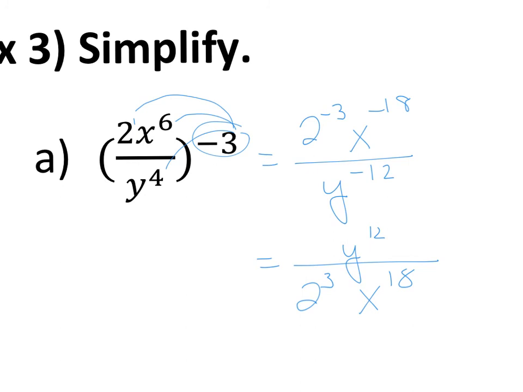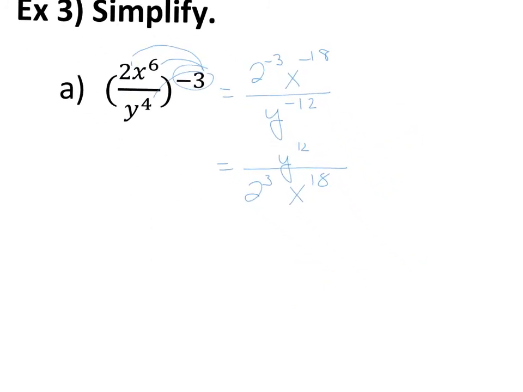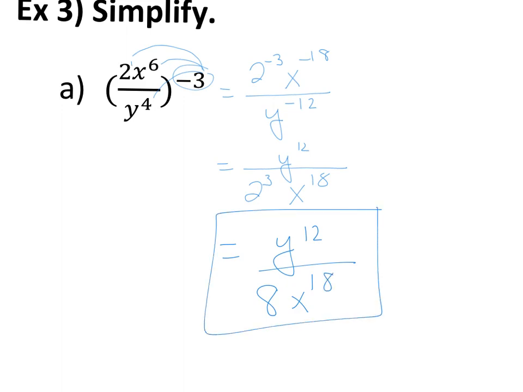So now the last thing I've got that I can clean up right here is just 2 to the 3rd. So 2 to the 3rd will be 8. So y to the 12th on top, and then 8x to the 18th on bottom. And that's going to be your final answer.